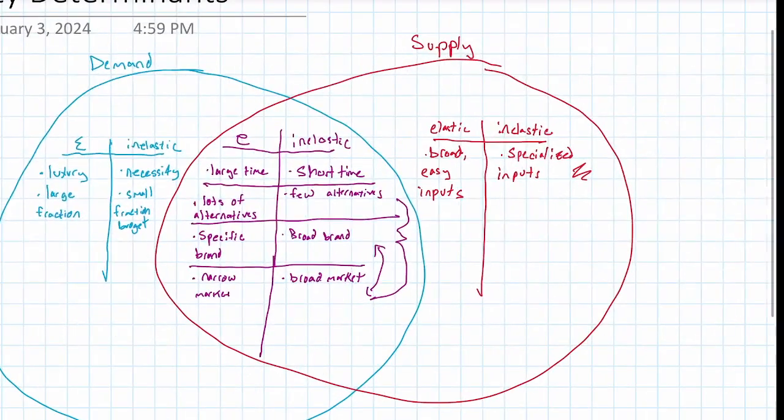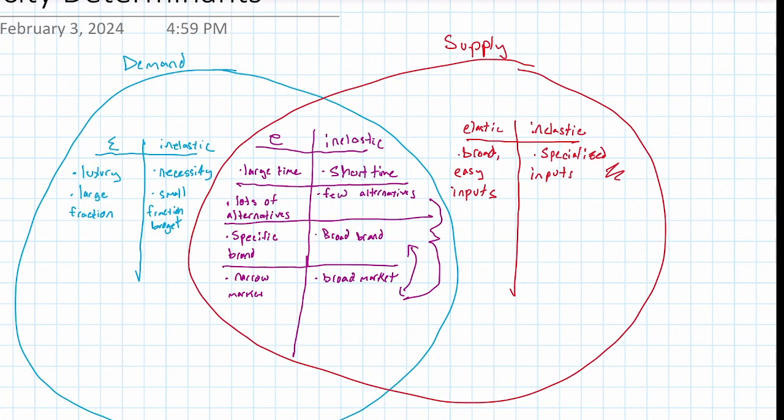Okay, that is everything for the determinants. Remember that this purple is the ones that are common to both. So if it asks you about supply or demand elasticity, it doesn't matter, these both apply. These characteristics apply to both. Supply elasticity, these are only unique to supply. So if it asks you about demand elasticity and it talks about specialized versus broad inputs, that does not count. And then demand elasticity is unique to demand.